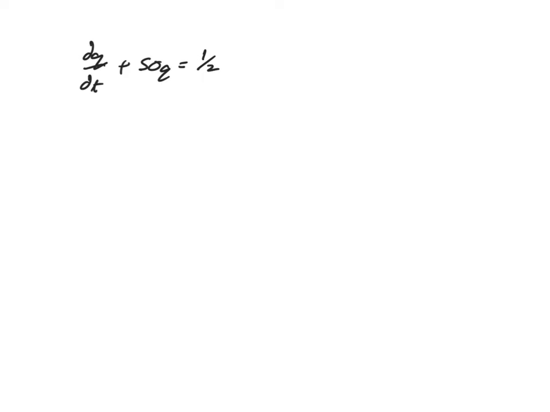So I need an integrating factor. Because it's linear, I'm going to have my integrating factor, mu of t, I almost put x. Got to be careful, this one's t. It's e to the integral of 50 dt, which is equal to e to the 50t.